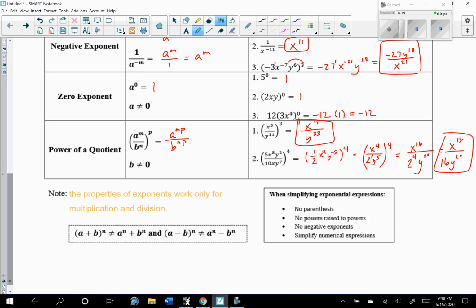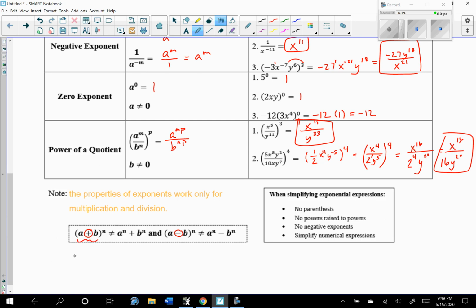So here is a note. It says the properties of exponents work only for multiplication and division. So be very careful. When you introduce addition or subtraction, this does not work. And so if I have a plus b to the power of n, it does not equal a to the n plus b to the n. Same thing with a minus b to the n. It does not equal a to the n minus b to the n. Remember that this is a binomial to a power, so you have to FOIL that out.